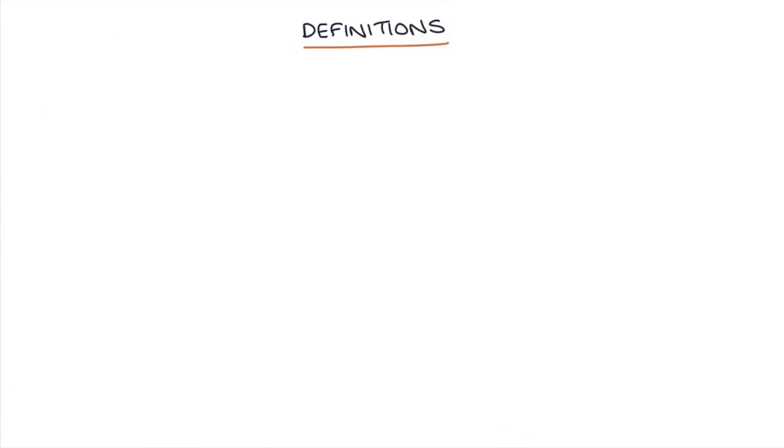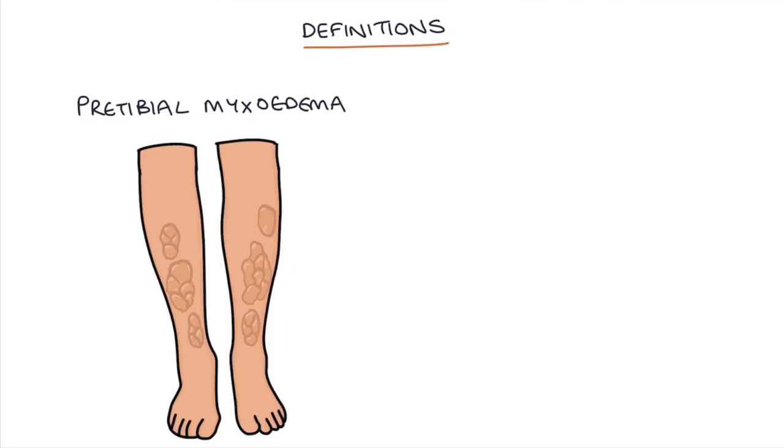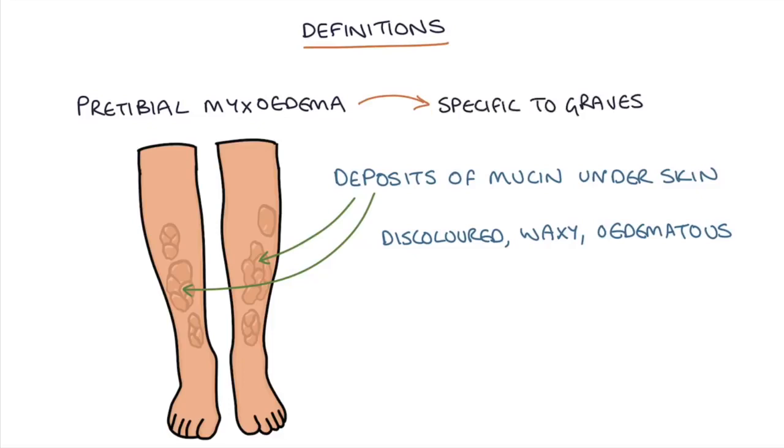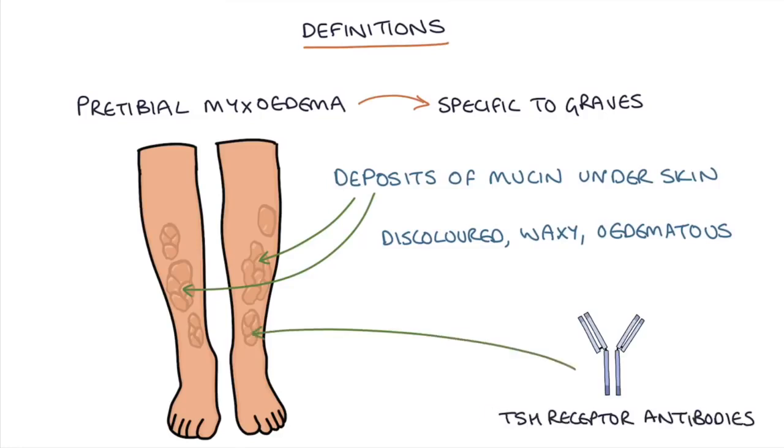And the final definition is pretibial myxedema, and this is a dermatological condition where there's deposits of mucin under the skin on the anterior aspect of the leg, or the pretibial area, and this gives a discoloured, waxy, edematous type of appearance to the skin over this area. It's very specific to Graves' disease, and it's caused by a reaction of the tissues under the skin to the TSH receptor antibodies.